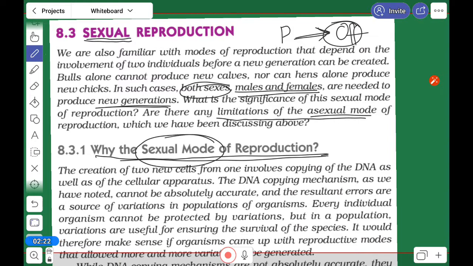Just take one example. Suppose there is a mango tree. You have cloned it and increased the number of mango trees. So the number of mango trees will increase, but not the variation. The kind of mango will be the same as the other. If variation is required, then the sexual mode of reproduction is required, and variation is preferred by nature. Variation is very important for evolution. So all these things are required, and that is why the sexual mode of reproduction is there, mostly in higher plants, and in lower plants also.